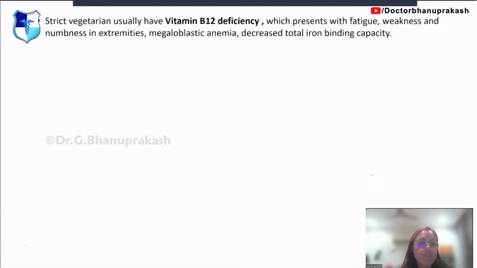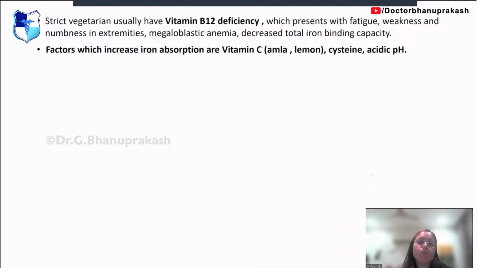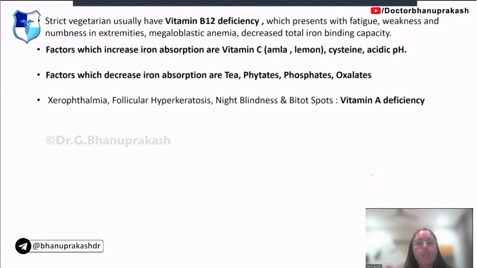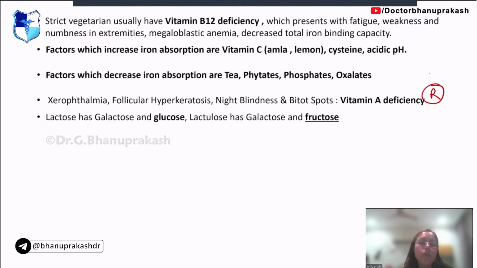Then, strict vegetarians usually have B12 deficiency, which presents with fatigue, weakness, numbness in extremities, tingling sensation, megaloblastic anemia, and decreased total iron binding capacity. Factors which increase iron absorption are vitamin C in amla and lemon, then cysteine, and acidic pH. Also learn the factors which decrease iron absorption: tea, phytates, phosphates, oxalates. Xerophthalmia, follicular hyperkeratosis, night blindness, and Bitot's spots, you all know. Repeated question, vitamin A deficiency, very easy.